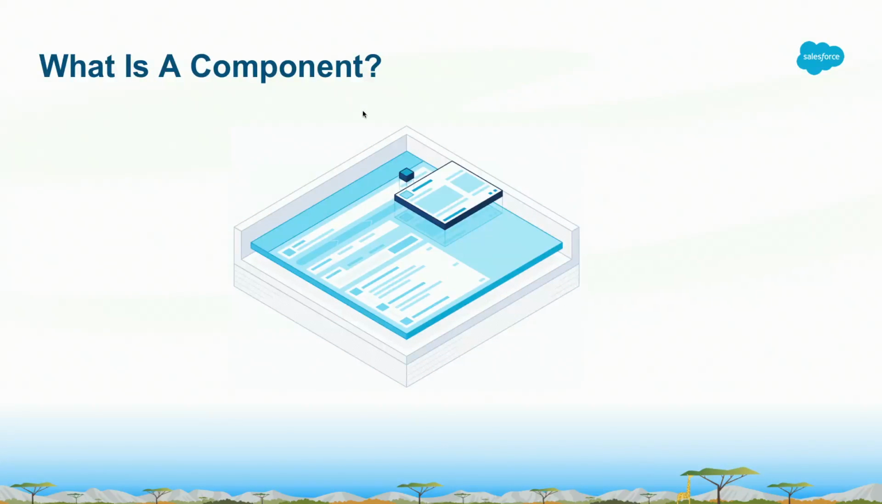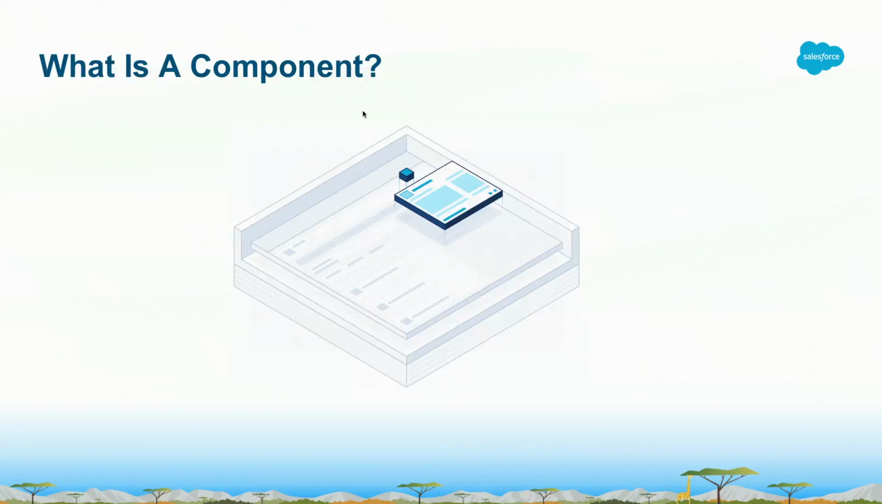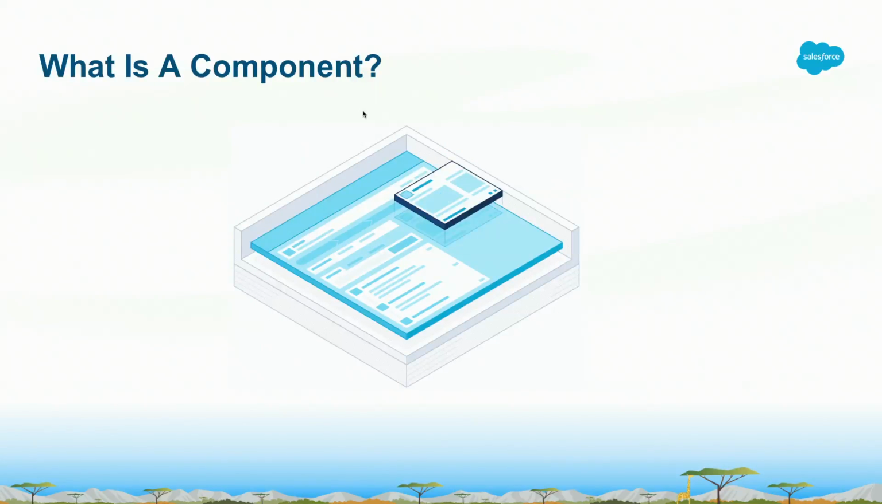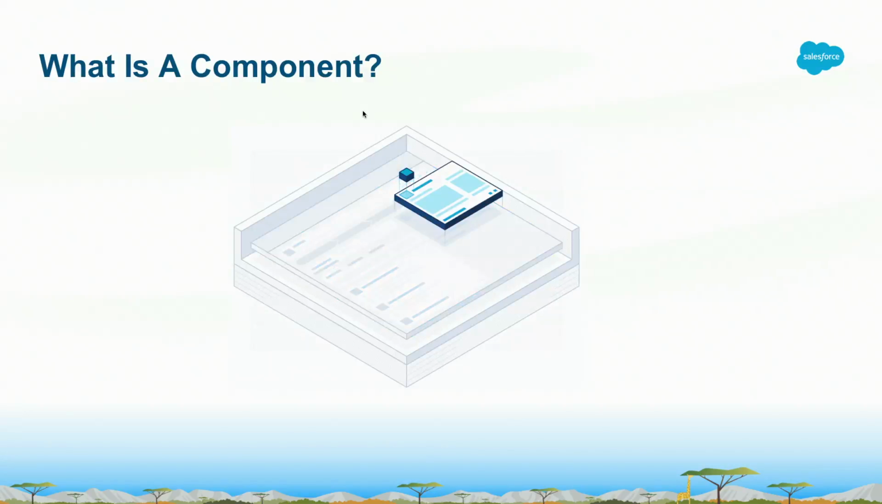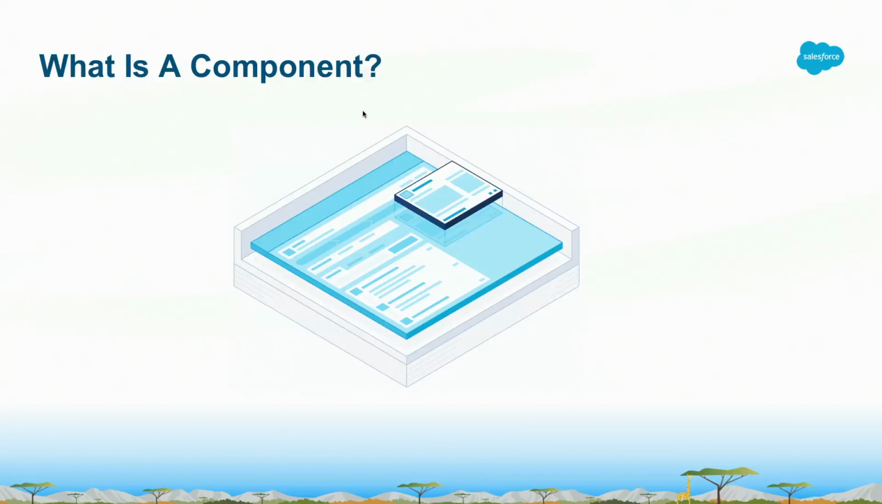So we've talked a lot about components. So in this slide, I want to really talk about, OK, what is a component? Why am I mentioning that a Lightning page is built from these components? And how does this really work?